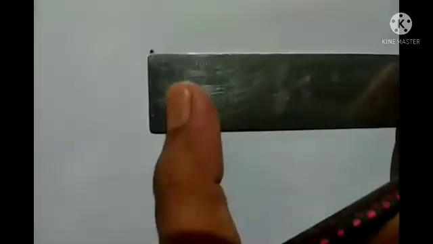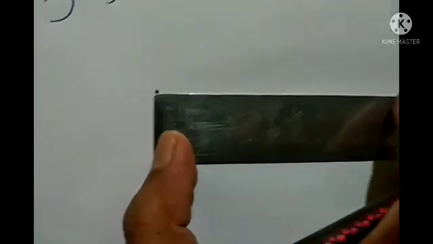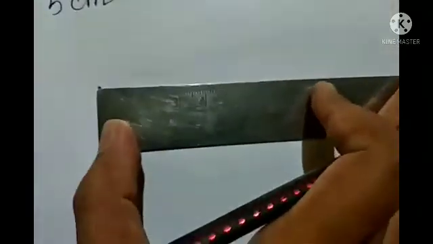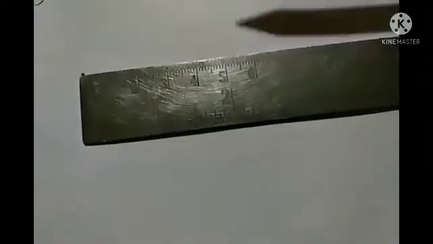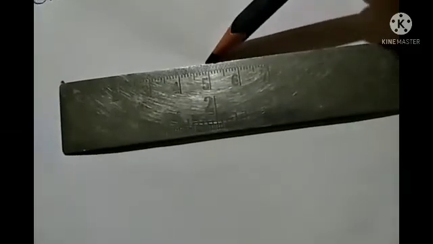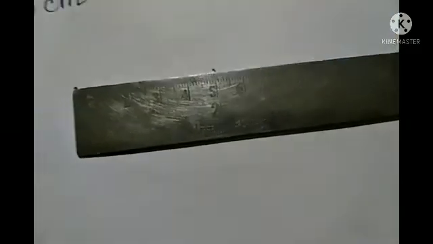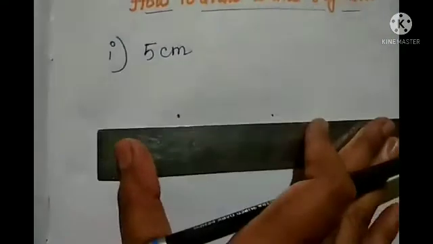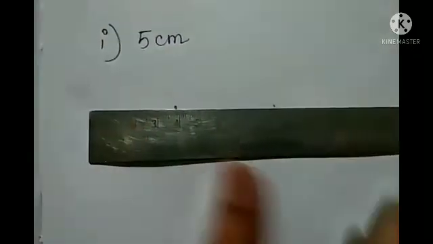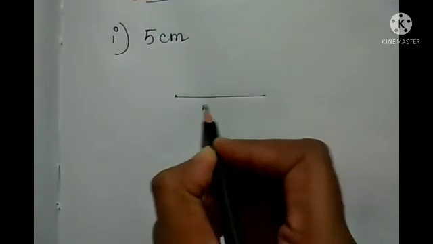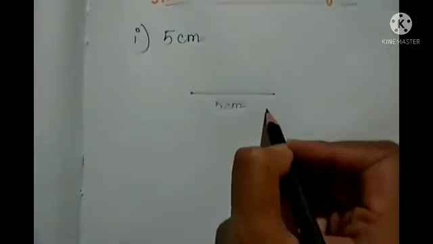exactly at the 0 point, like this way, and then you see where is 5. I think you can see it's not that properly visible, but I'm trying to show you. So here you see this point, right? So here also you can make a point. Now if you remove it, you see 2 points you get, right? Now you just have to join these 2 points like this way. So now you can write the length of this line segment is 5 centimeter.